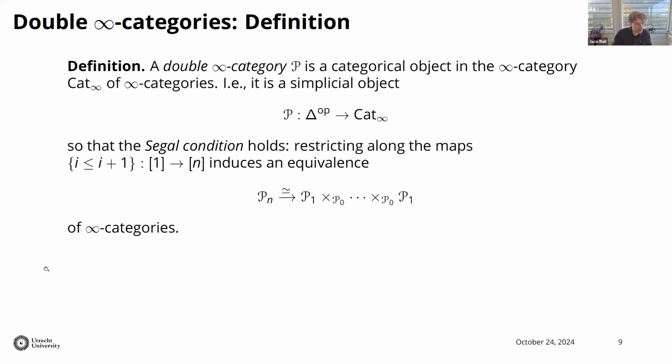Right, so I see there's a question. What is the notion of equivalence of double categories that is induced by this definition? So I would say this way it would be a level-wise equivalence. If you have a functor from P to Q, where P and Q are double infinity categories, then it's an equivalence if and only if it is an equivalence on level 0 and on level 1. There are also different ways to describe such an equivalence, but this would be the most basic thing that you could say.